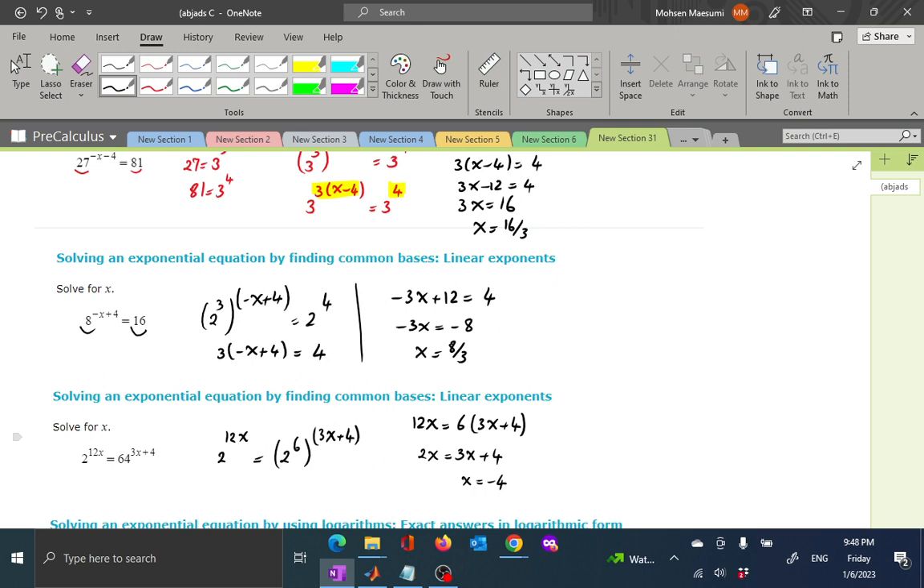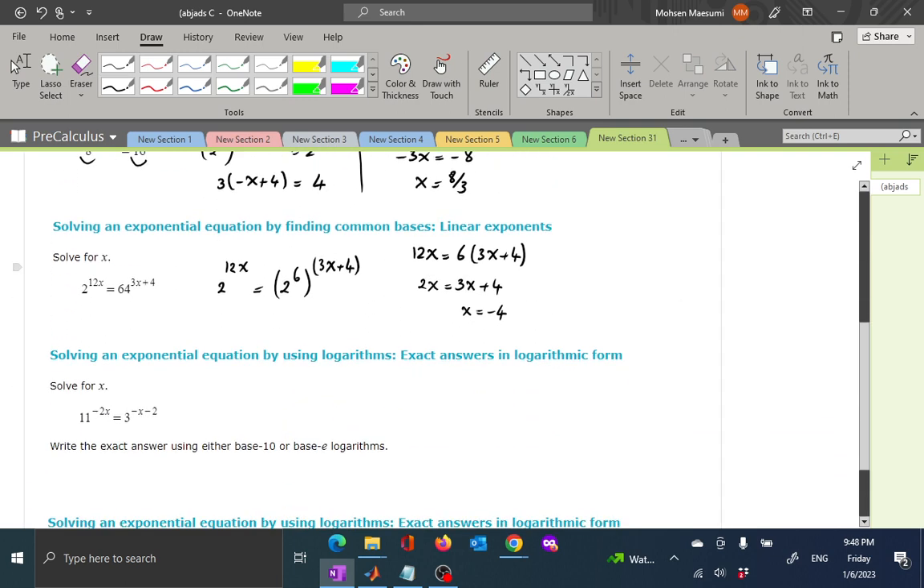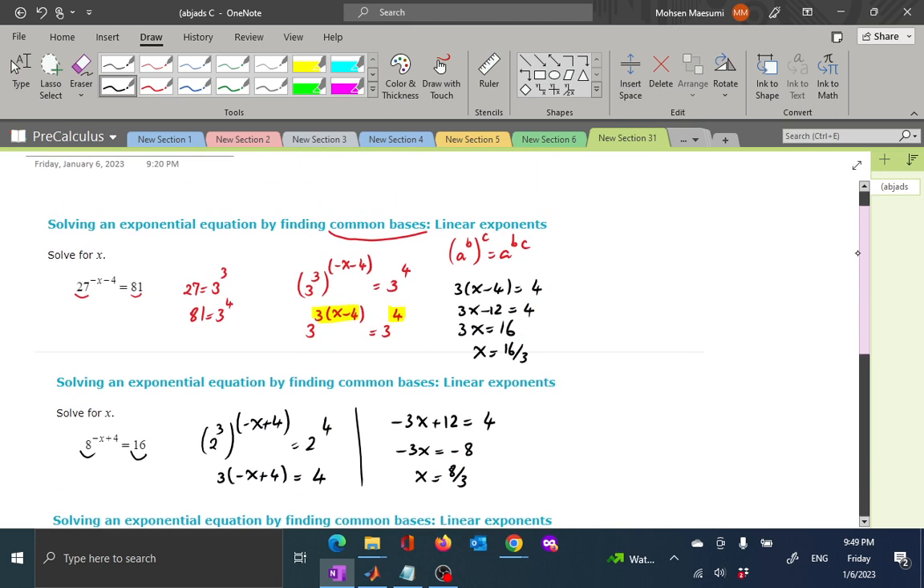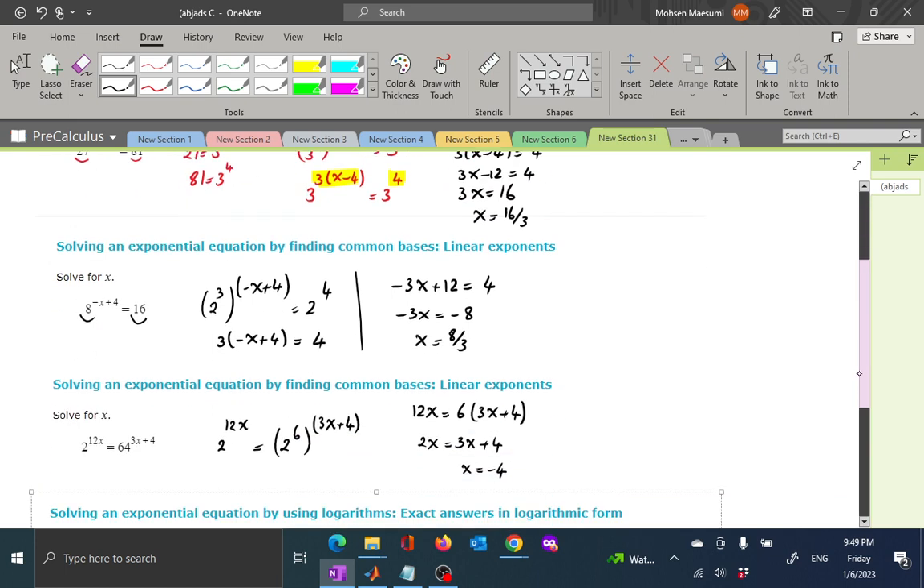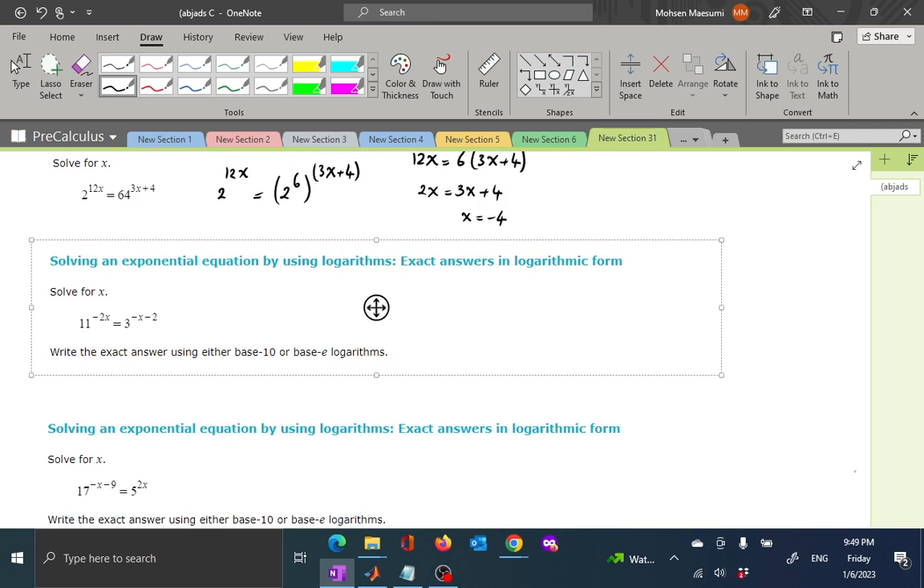Okay, this was a few problems of this type. Well, what if the bases are not common? In all these three problems we had here, we essentially got lucky. 27 and 81 are powers of the same base. 8 and 16 are powers of the same base. 2 and 64 are powers of the same base. But that's not the case for 11 and 3. So what do we do in this case?